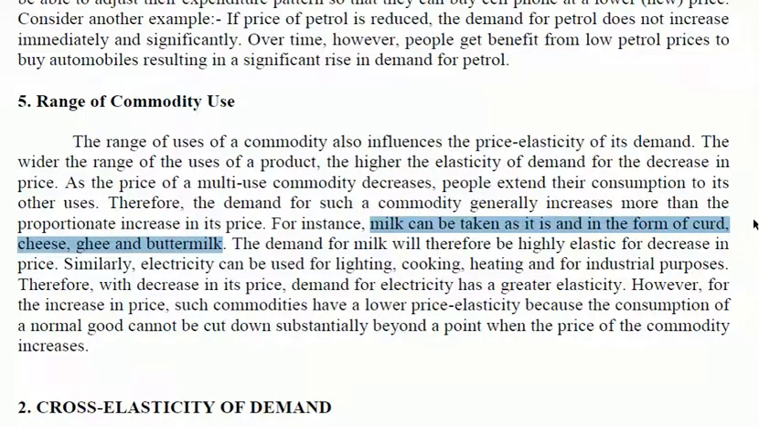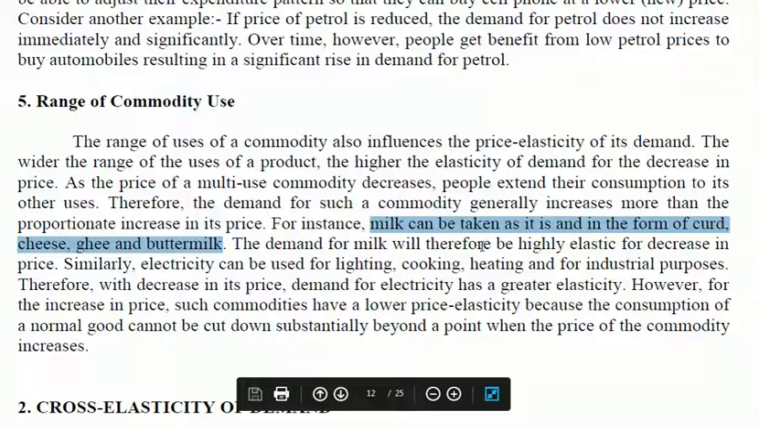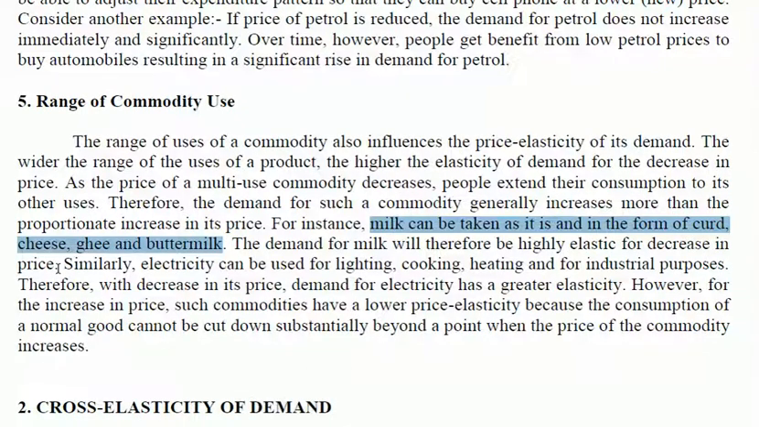So the demand for milk will therefore be highly elastic for a decrease in the price. If the price of milk decreases, then the price of ghee, cheese, curd, buttermilk, paneer, ice cream, so many things which are dependent upon milk, can also easily decrease. So that's the reason the range of a product will determine that it is highly elastic.